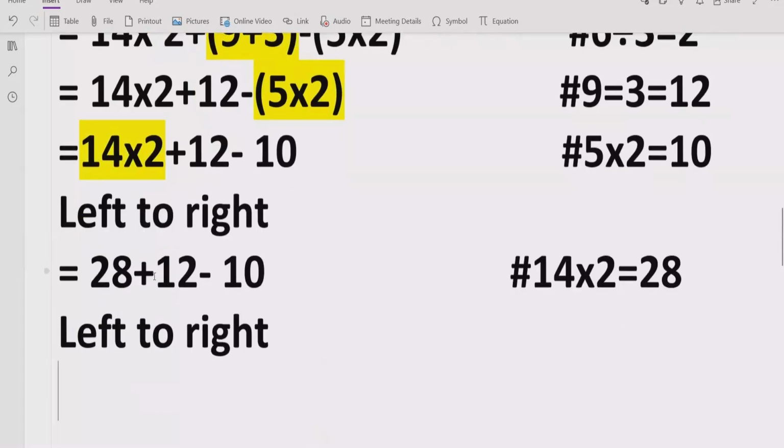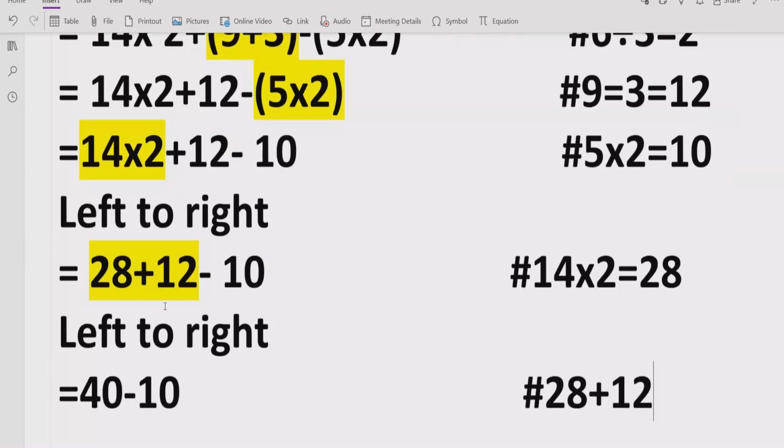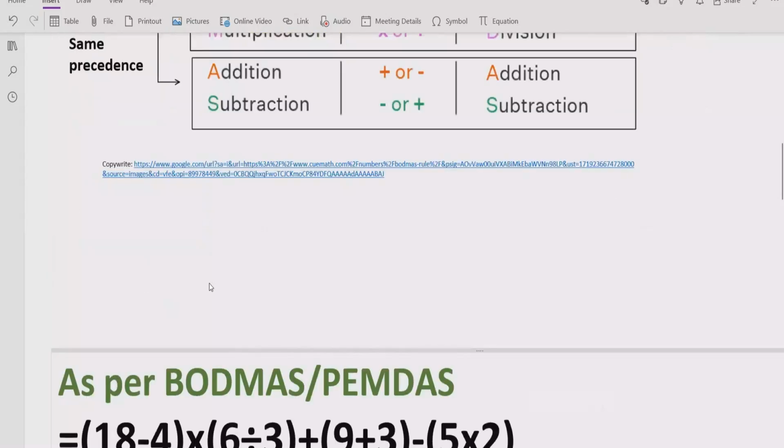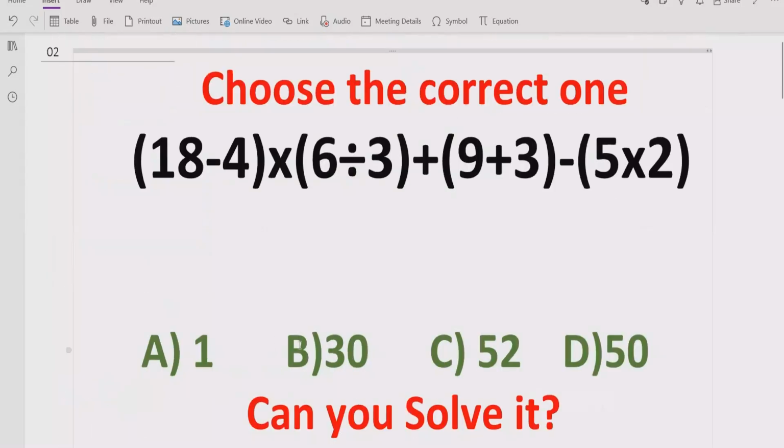So here we have the addition first, so we will solve this part: 28 plus 12, which equals 40, minus 10. And in the end, we will give the reference here: 28 plus 12 equals 40. And in the end, when we subtract both of them, we get the answer 30. So the answer of the given expression is 30. If you see the answer list, answer B is the correct answer.